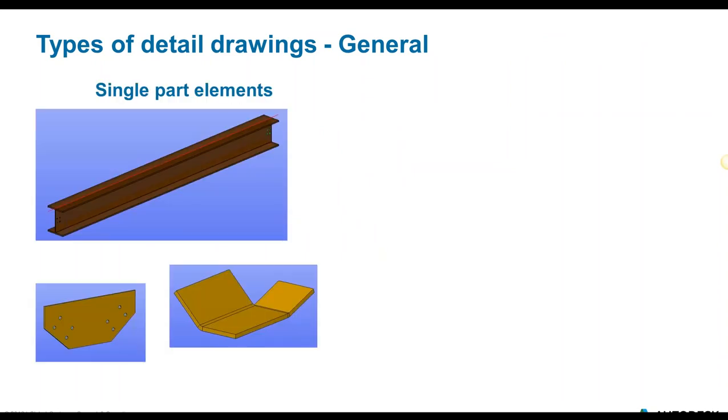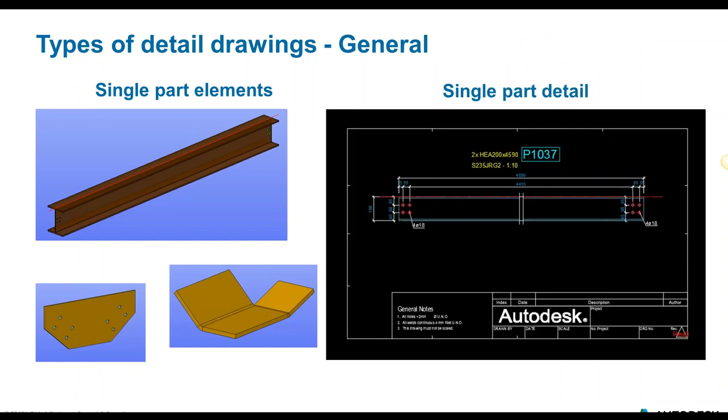There are three main types or categories of detailed drawings, respectively drawing styles, in Advanced Steel. We have single part elements. That means each individual element, each beam, each plate, each folded plate or grating. For each single part element, we have the single part detail drawing. This is the detail that will go to a workshop drawing and provides all the necessary information to get the specific element.